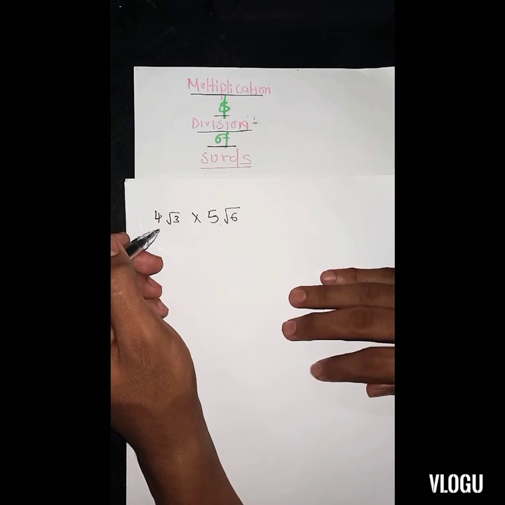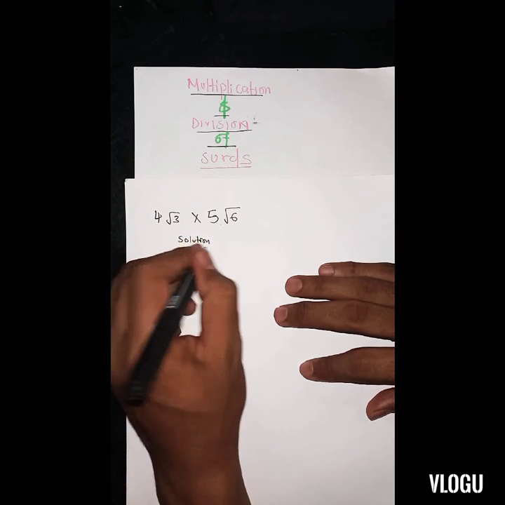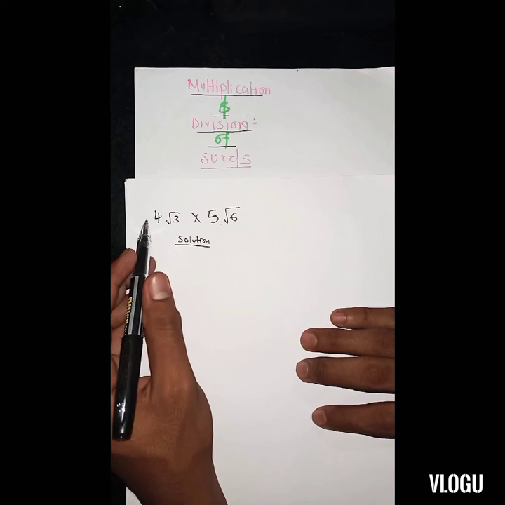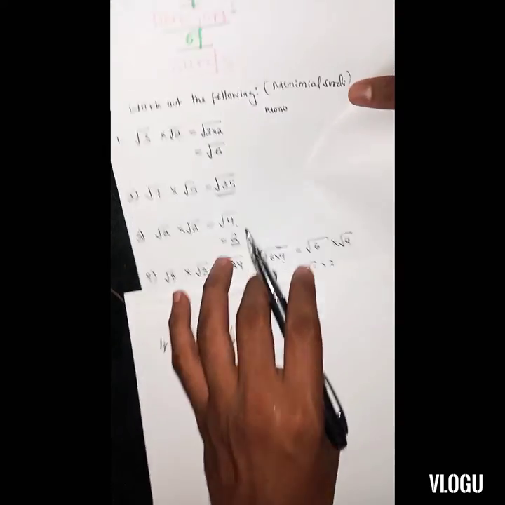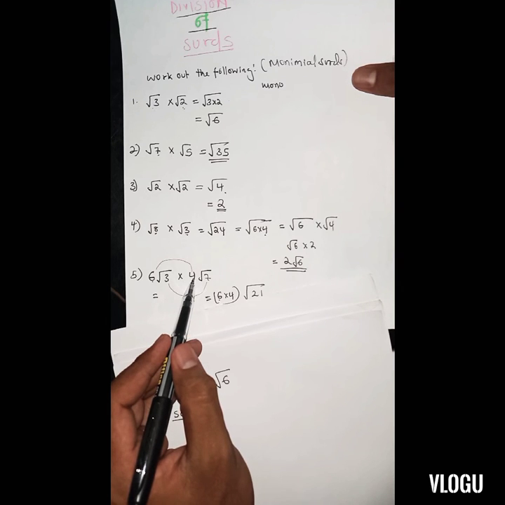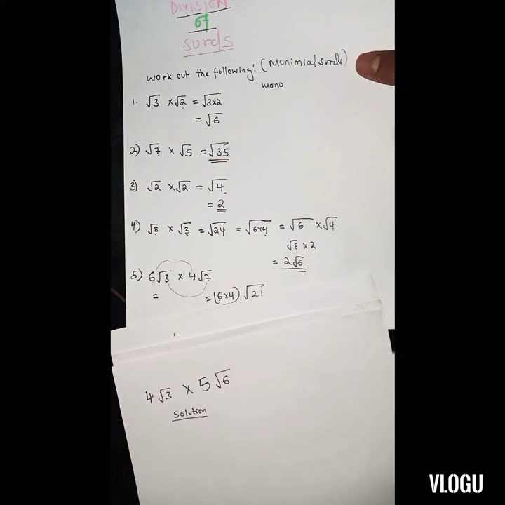Okay, I hope you have done the question. Now try to check out the solution in my steps. As we have mentioned previously, you multiply the numbers outside the root sign, meaning the whole numbers, and then come back for the number under the root sign.